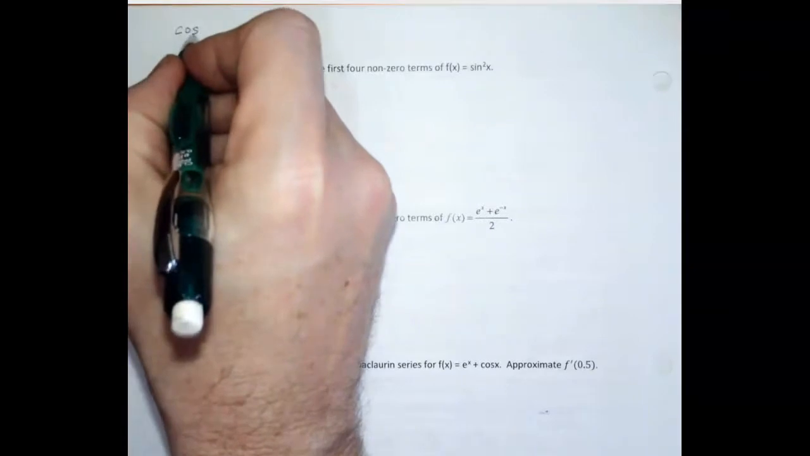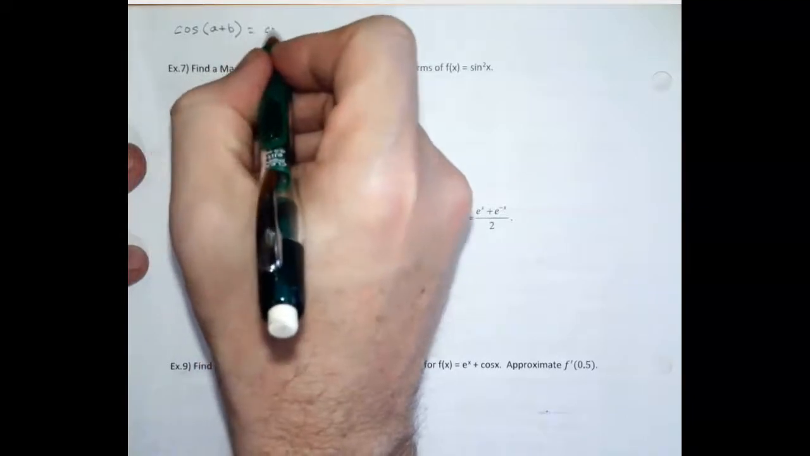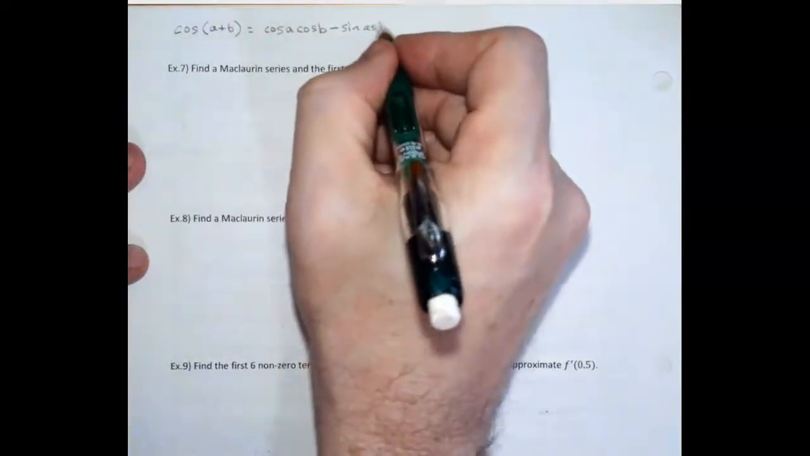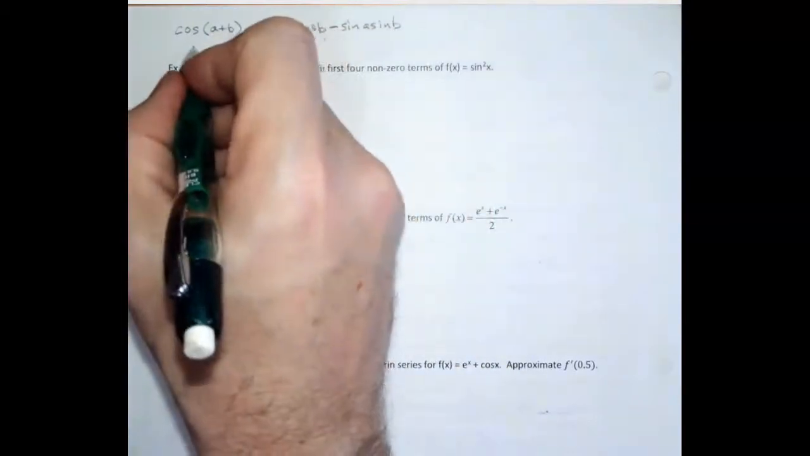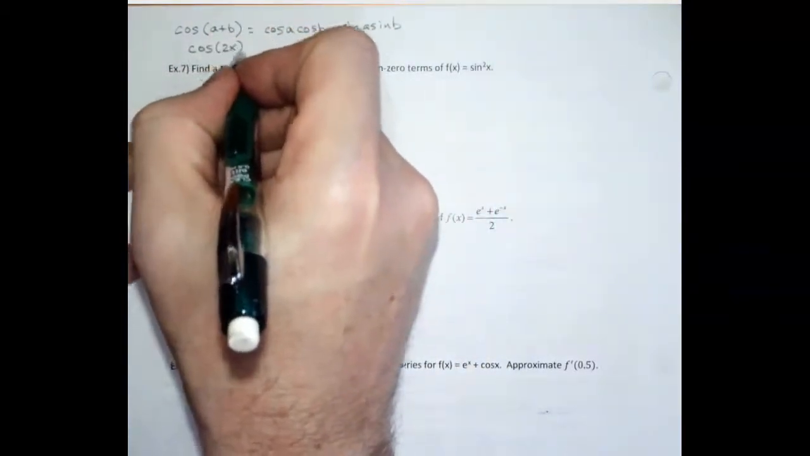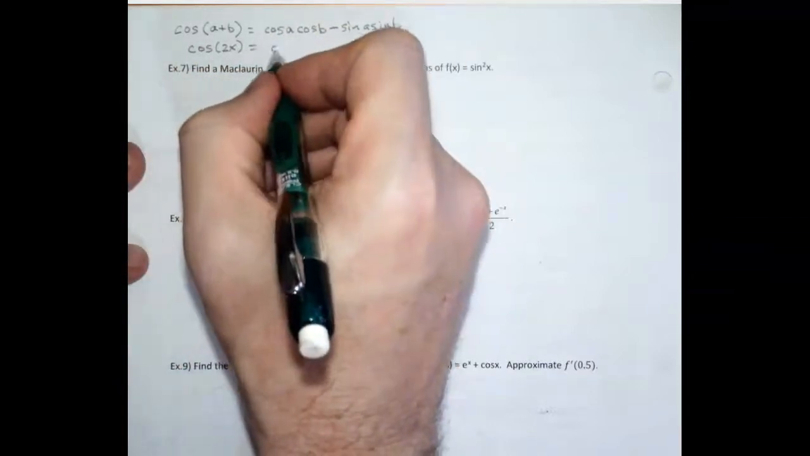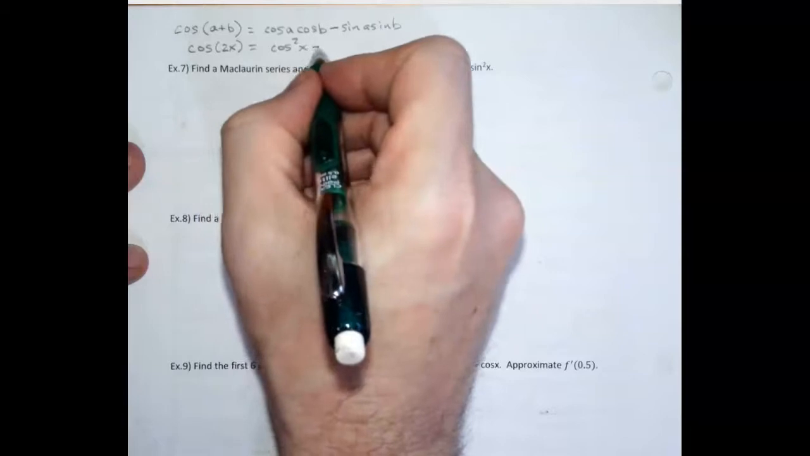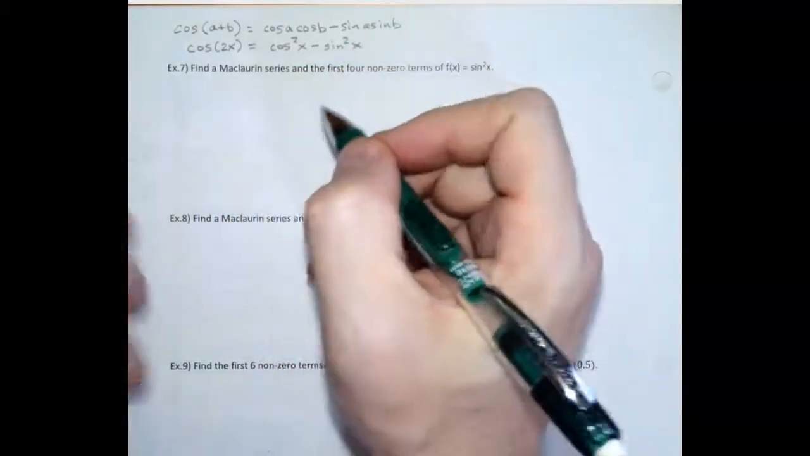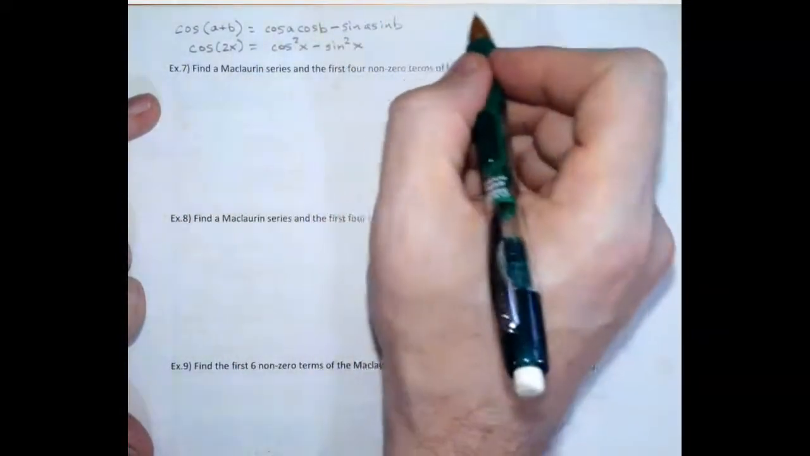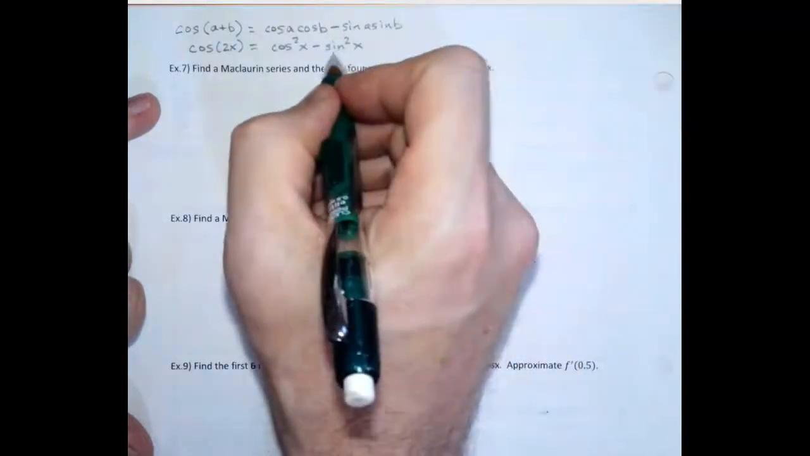or maybe not. But if you think about the cosine of a plus b, that's equal to the cosine of a cosine of b minus the sine of a sine of b. If those were both x, the cosine of 2x, x plus x, then this would be cosine squared x, and this would be sine squared x. We're trying to get sine squared, so let's switch this to sine squared. Hopefully you remember sine squared plus cosine squared equals 1. So cosine squared is 1 minus sine squared.